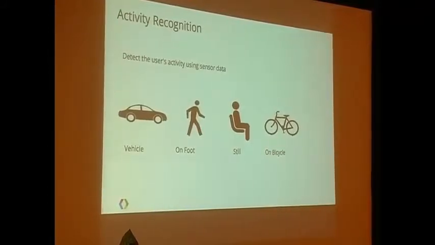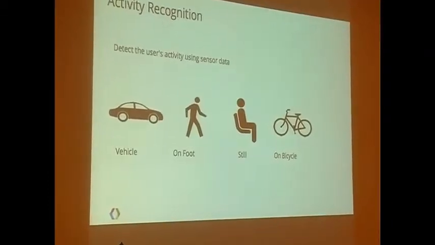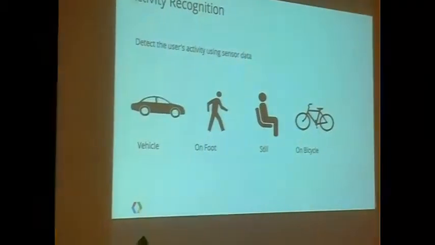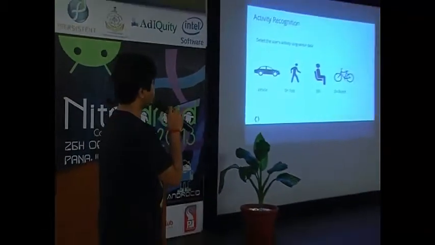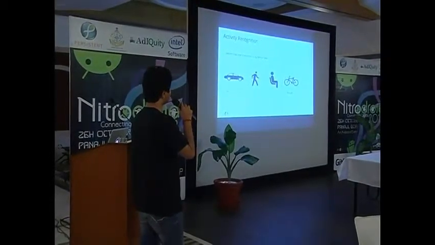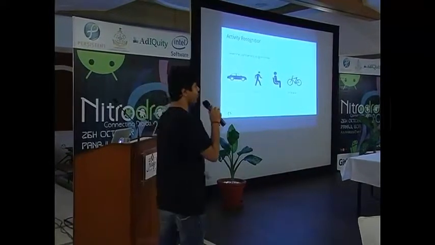And the last thing that we'd like to discuss over here is activity recognition. The new location APIs also provide you the option of detecting what the user is doing. This is really helpful in fitness applications where you want to know if the user is sitting in one place, or walking, or on a bicycle, or moving in a vehicle. All of that can be done automatically.